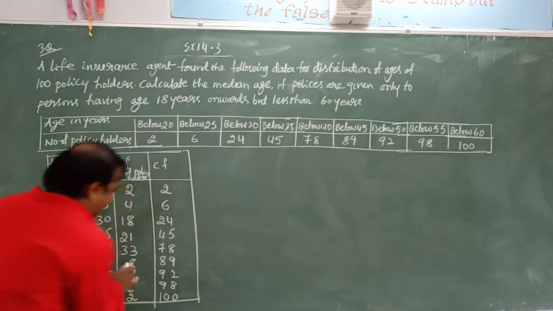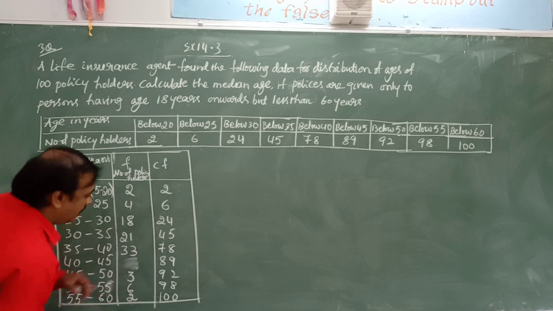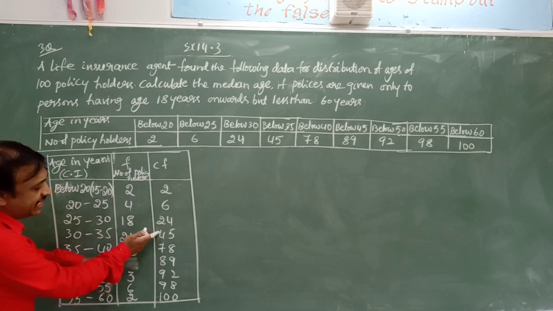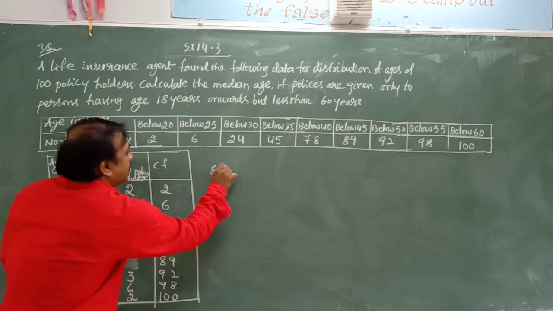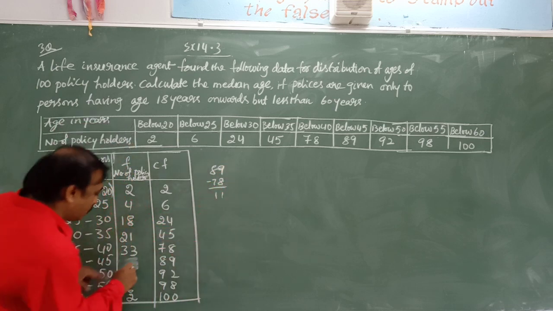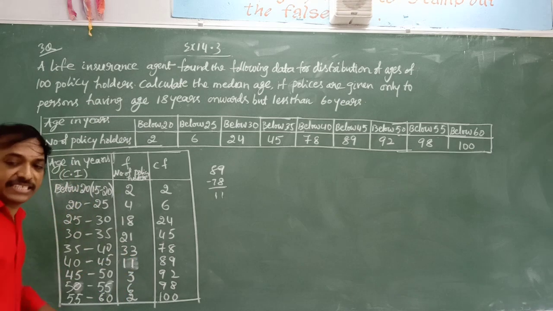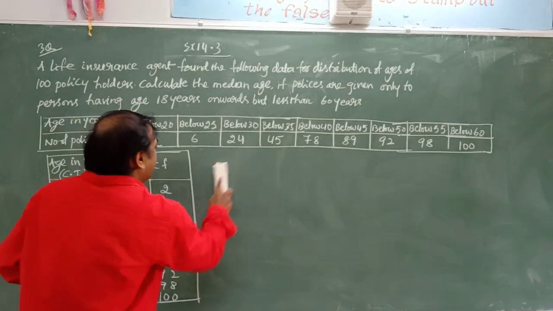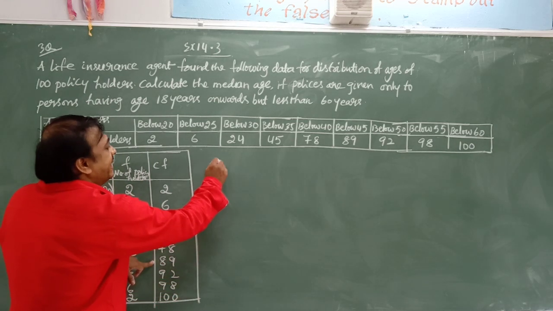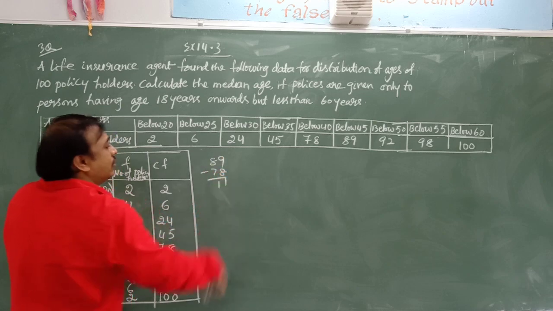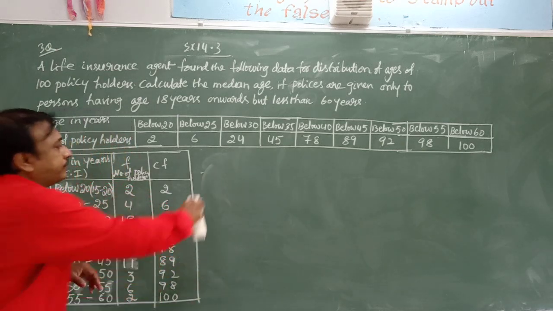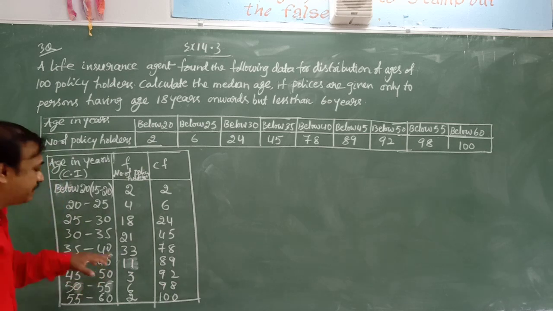Observe it, 78 minus 45 is 33. Now 89 minus 78. Sorry, this is 11. I'm very sorry here. 89 minus 78 will give you 11.